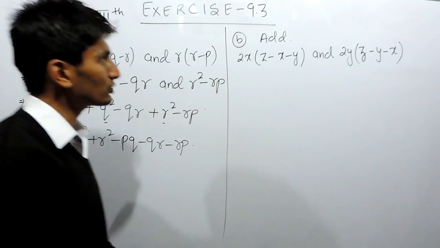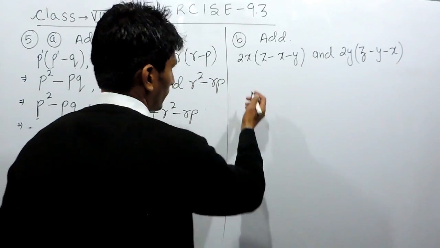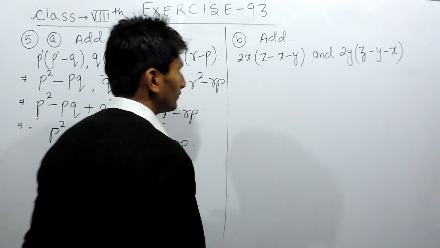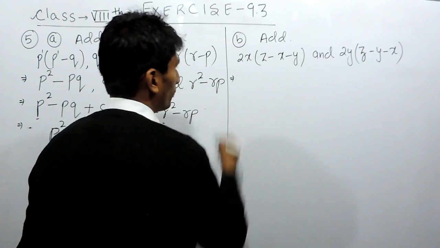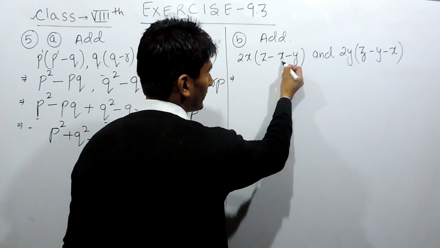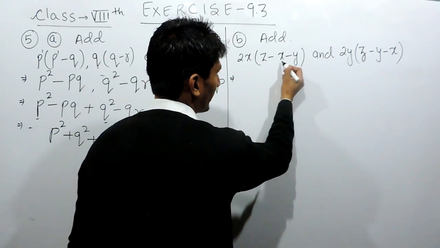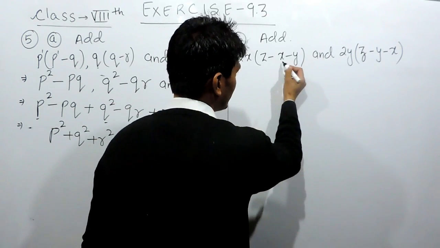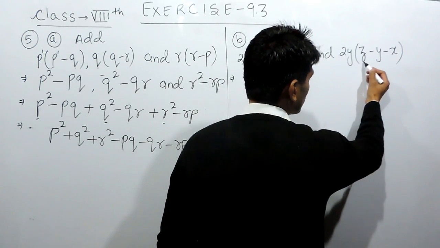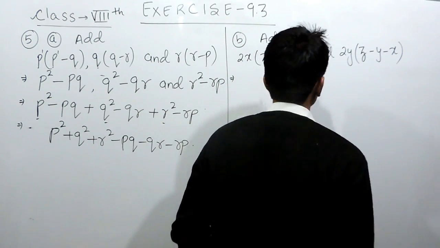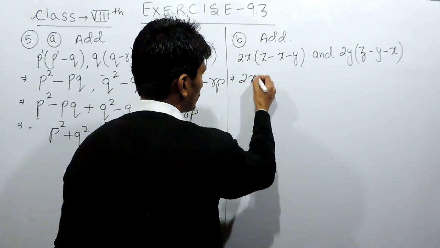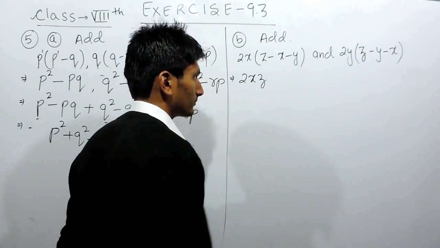Now similarly, let's solve this. Okay, now you have to add this and this. So before adding, what we have to do is open the bracket. For that you have to multiply this 2x with all three variables, means with x, with y, with z. Similarly here also you have to multiply 2y with all the variables, with z, with y, with x. Now let's multiply. So 2x multiplied by z will be 2xz.